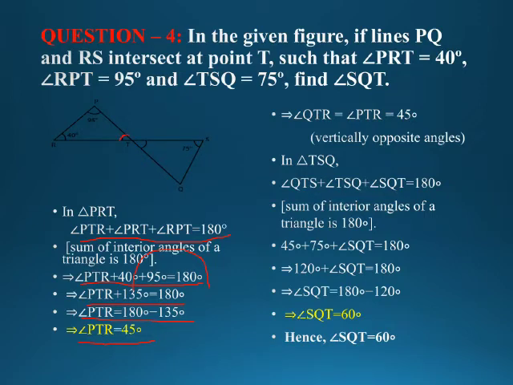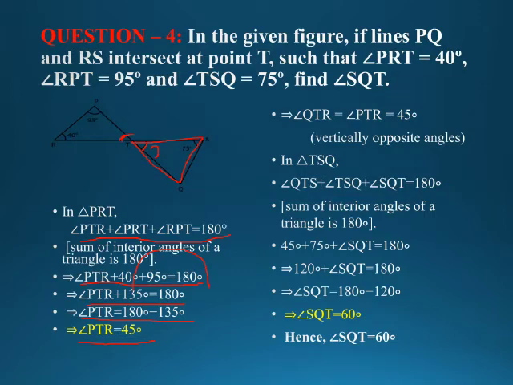Next, angle QTR equals angle PTR. These two are vertically opposite angles. This side it is 45 degrees, so this side also 45 degrees. Next, we have to take triangle TSQ. This triangle we have to take. This side we already know, that is 45 degrees.